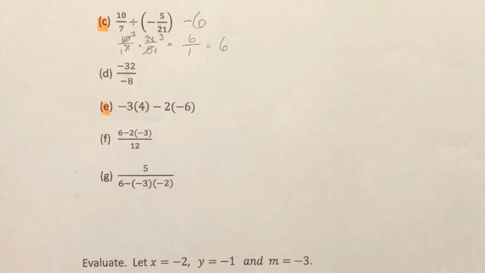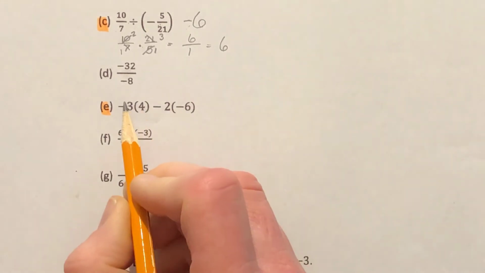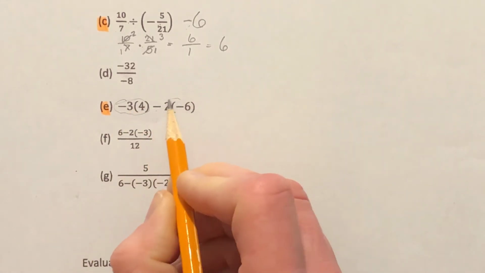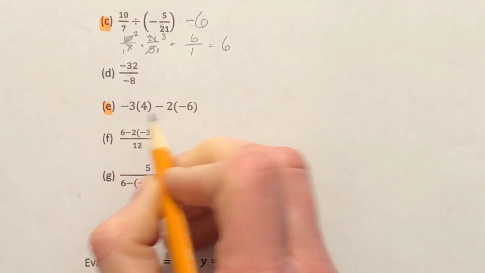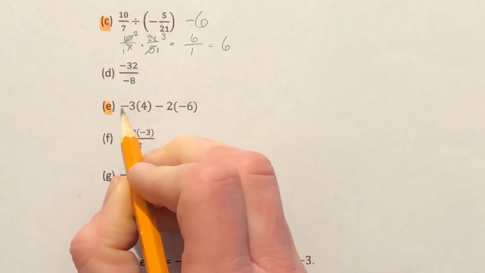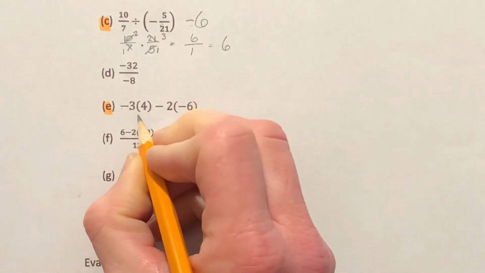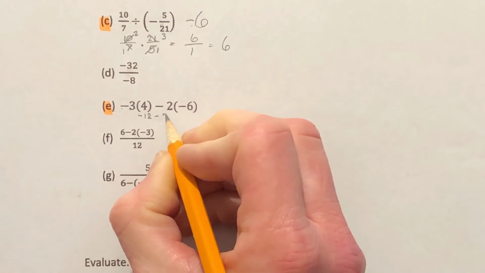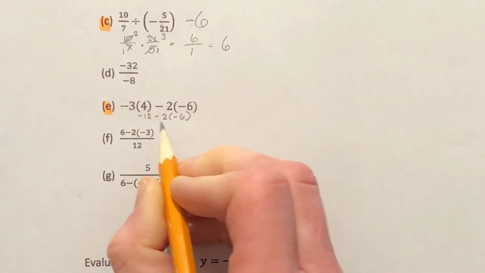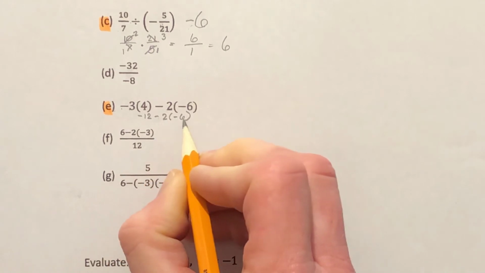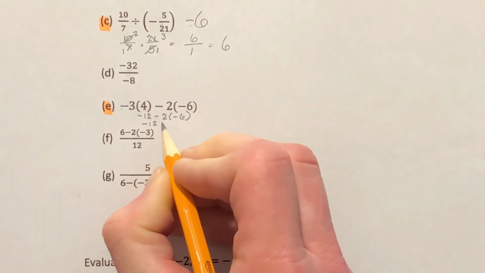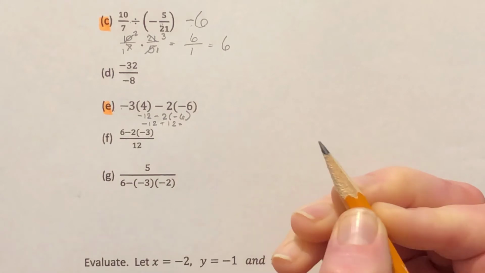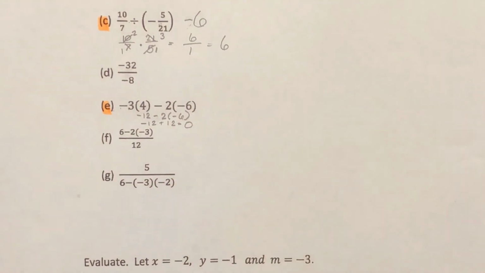Look at E. All right, we've got multiplication, subtraction, multiplication. So, with that figured out, I'll do my multiplication. Negative 3 times 4 is negative 12. Minus 2 times negative 6. I'll do that now. Negative 2 times negative 6 is positive 12. So I have negative 12 plus 12, which equals nothing. Absolutely nothing.